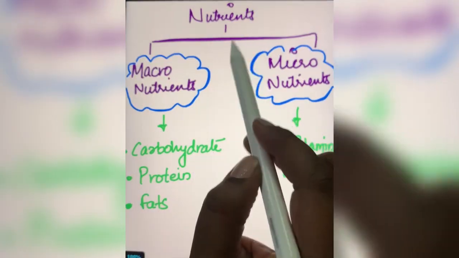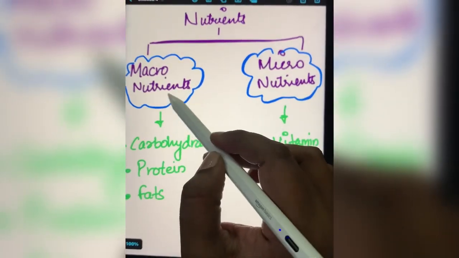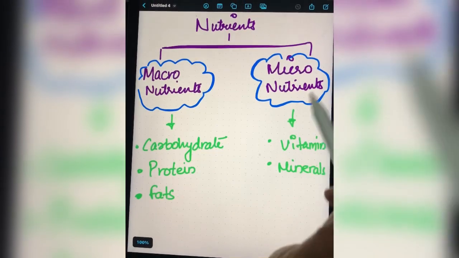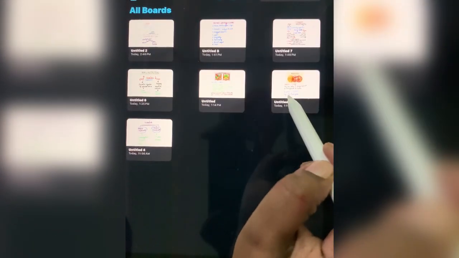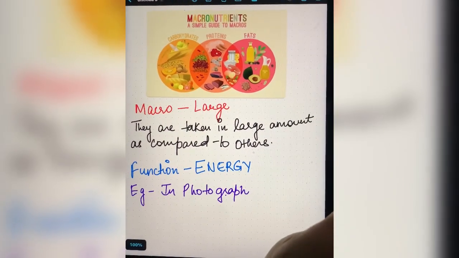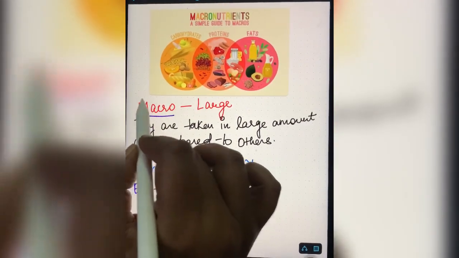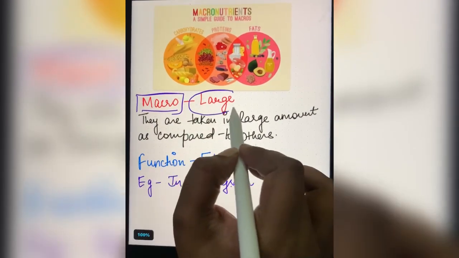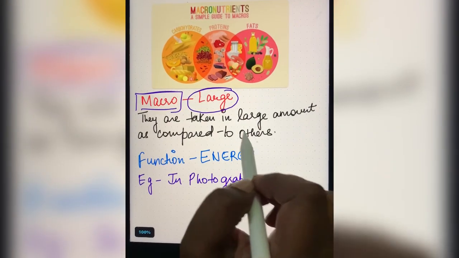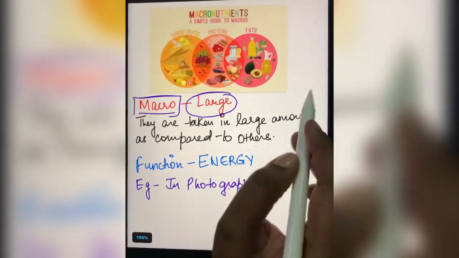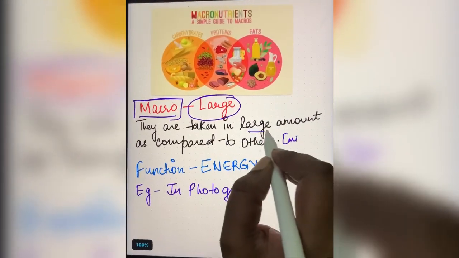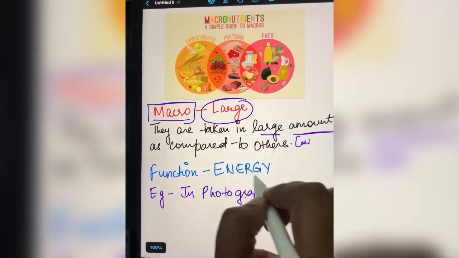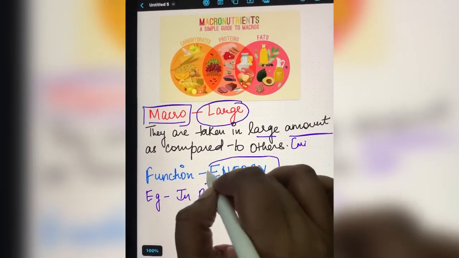So we have macronutrients and micronutrients. Macronutrients are divided into carbohydrate, protein and fats, whereas micronutrients are vitamins and minerals. So we'll quickly see how it works. These are macronutrients. As the name is telling, macro always means large. So these are the nutrients which are required, or taken, in a large amount as compared to others. And the main function of macronutrients is that they provide energy in the form of ATP.